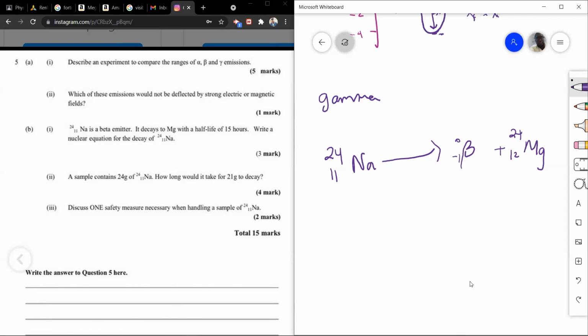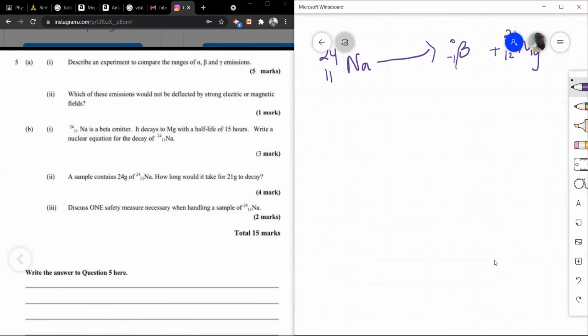I want to sleep so badly. A sample contains 24 grams of sodium. How long would it take for 21 grams to decay? So they ask how long it will take to reach 3 grams? That's exactly what they're asking. Yes, a question like that yesterday. That's exactly what they're asking you. So this one would involve the time, sir? Yeah, this one would involve the time.